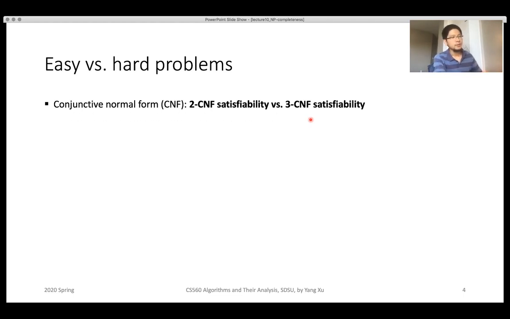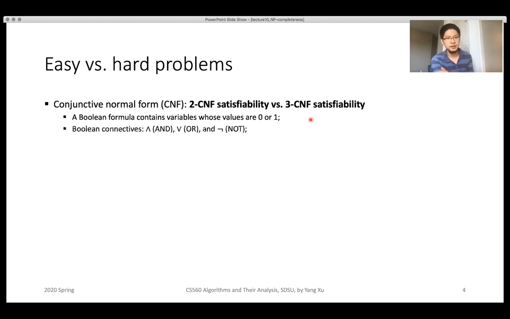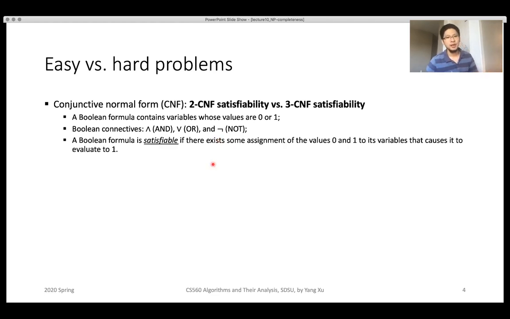Okay. So this problem is about solving formulas that are combinations of Boolean variables. A Boolean formula may contain variables whose values are 0 or 1, binary values. And we have Boolean connectives or Boolean operators like AND, OR, and negation, NOT. So we have these three types of Boolean operators. We say a Boolean formula is satisfiable if there exists some assignment of zeros and ones to its variables which will make the formula evaluate to one. If such an assignment exists, then we say the formula is satisfiable.